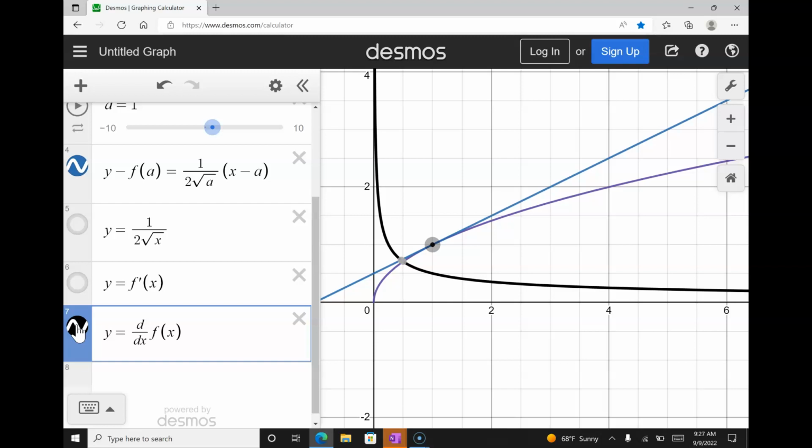Question. How do you do prime? It's just the single quote, right underneath the double quote. Yeah.